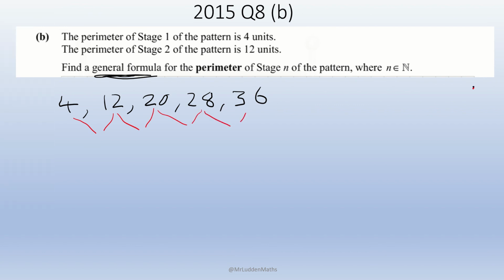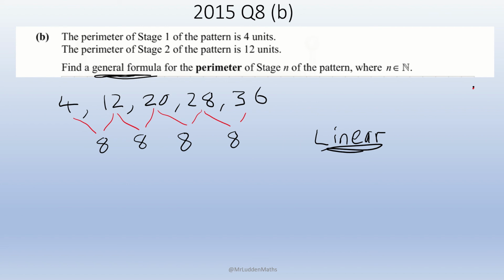So from 4 to 12 is going to give me 8. From 12 to 20 is going to give me 8. From 20 to 28 is going to give me 8. From 28 to 36 is going to give me 8. So I know that this is linear. Unfortunately, in the question, that's not what it's asking me. It's asking me to find the general formula.